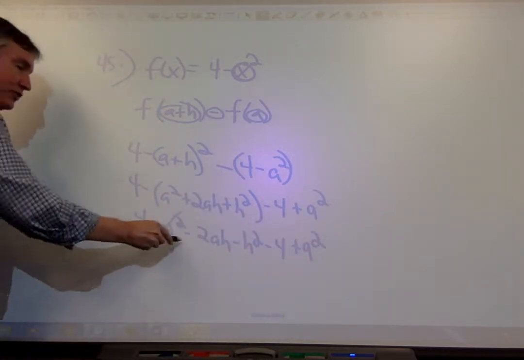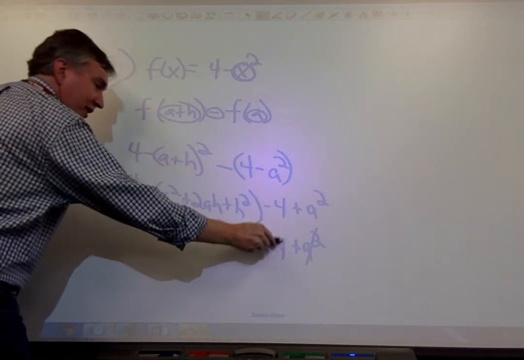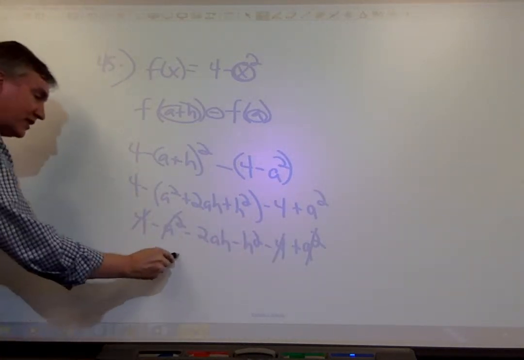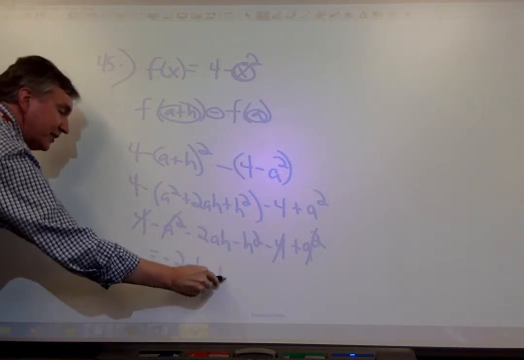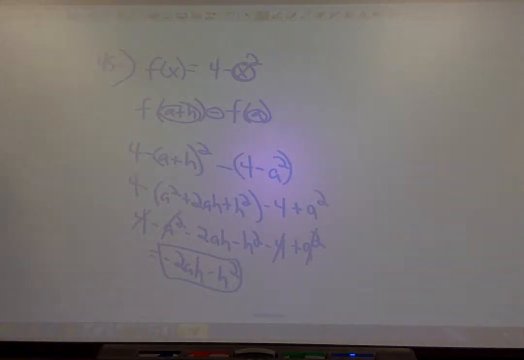Do you see that the a squareds would subtract out? The 4s would subtract out? And you're left with negative 2ah minus h squared, I believe. And that's all you would need. Is that okay? Kind of not.